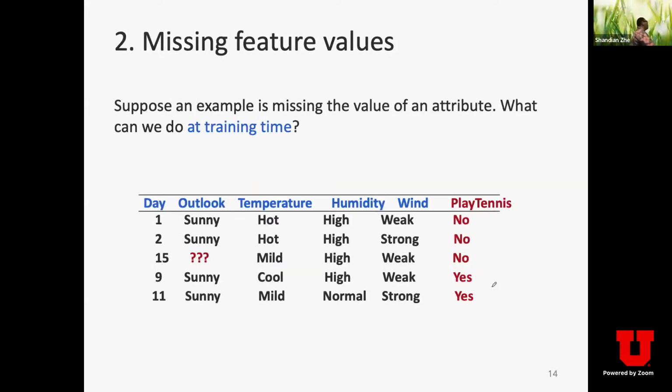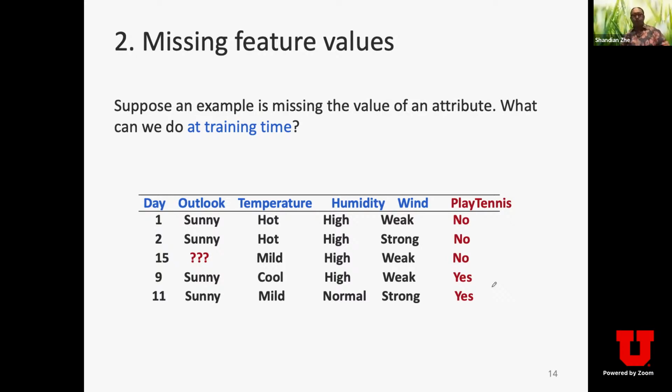Next we're going to talk about how to handle missing feature values. So far the ID3 algorithm assumes that every example is a complete example, where you have observed every attribute and the label. Of course you have to observe the label, otherwise it's not called supervised learning. But in practice, it's often the case that you will see some feature values missing.